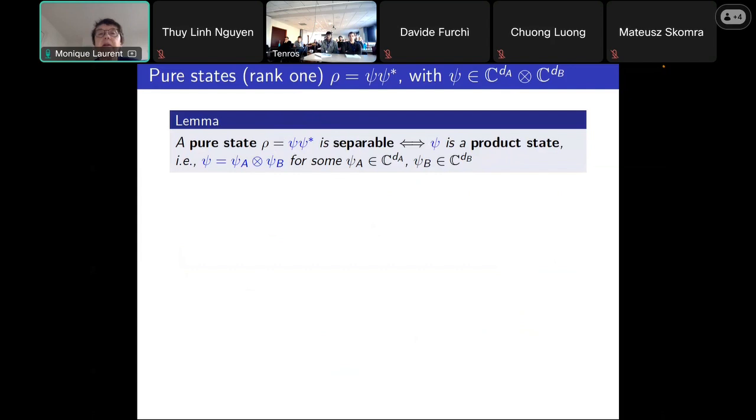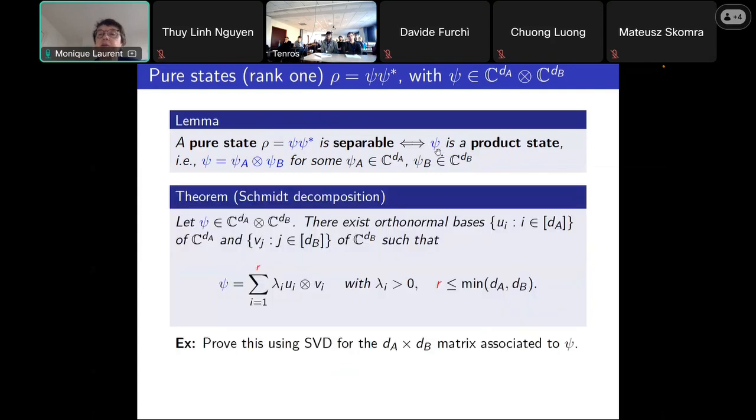So then we are left with trying to understand when a vector psi in the tensor product is a product state. When can it be written as a tensor product of two vectors? And this can be checked using the singular value decomposition. So there is an algorithmic procedure for checking this, because such a psi, if it is a vector in the tensor product, you can as well view it as a dA by dB matrix. And then what you do is you apply the singular value decomposition to this matrix, and you get the so-called Schmidt decomposition.